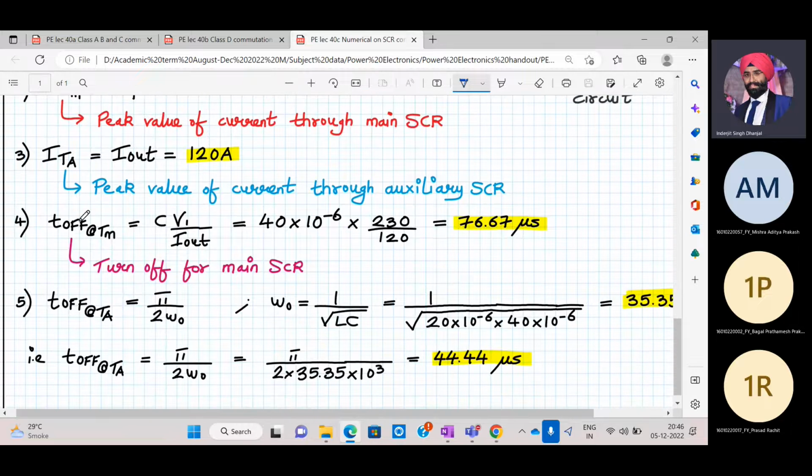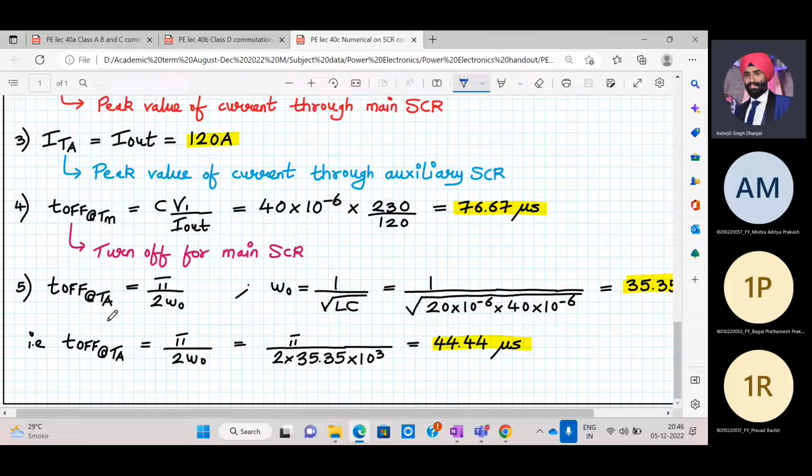Now the turn off time of the main SCR will be C V1 upon I out. C value is given, V1 value is 230 and I out value is 120. So it will be simply 78.67 microseconds. Meaning when the main SCR is turning off, it will take 76.67 microseconds to turn off. It will not immediately go to off state.